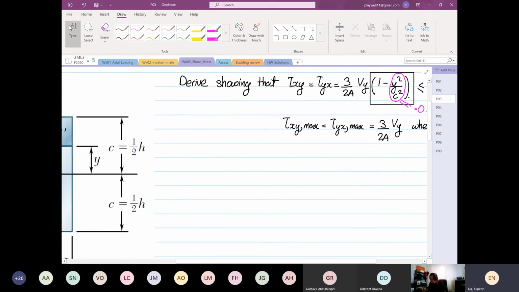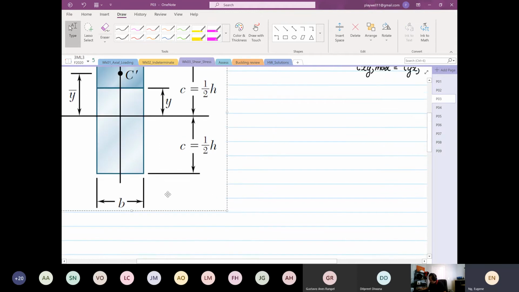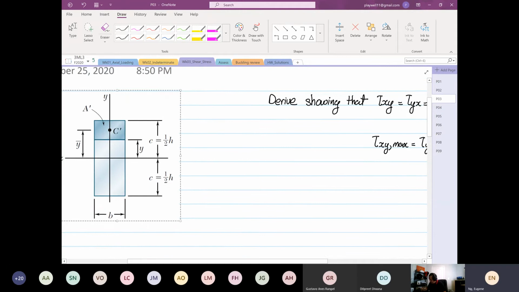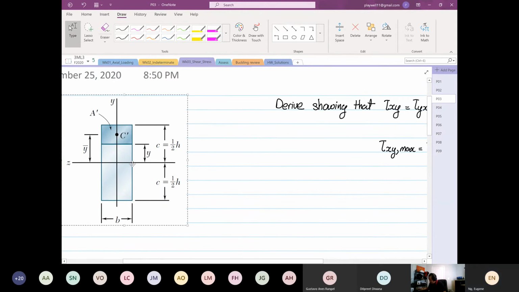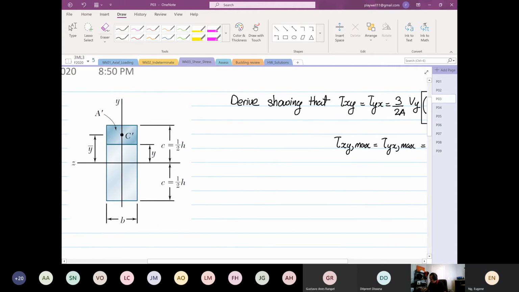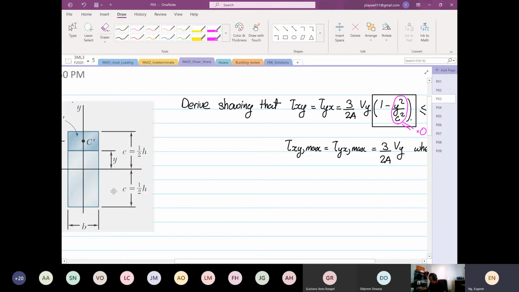Now, let's look at this diagram now. So we're going to focus everything on this diagram now. We're going to derive that relationship that we see over here, where shear xy equals shear yx is equal to 3 over 2A Vy, bracket 1 minus y squared over c squared bracket. Okay, we're going to derive that relationship.